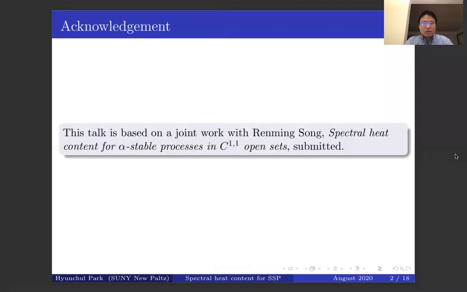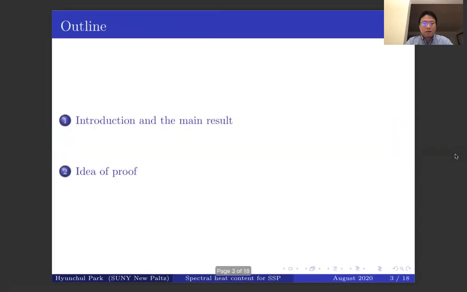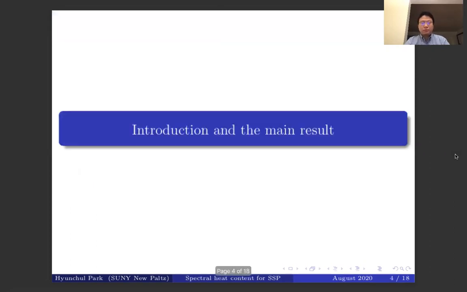This talk is based on a joint work with Renming Song, and the paper is submitted and is available on arXiv. So my plan is I'm going to introduce the main question and state the main result, and I'm going to explain the sketch of the proof.